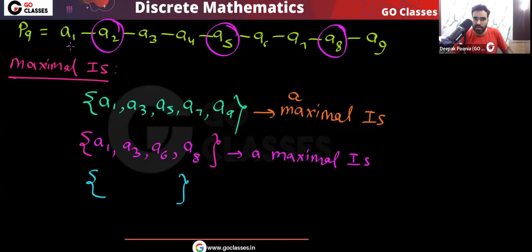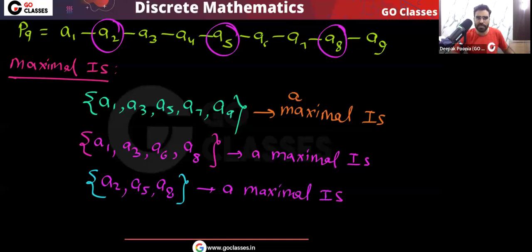So did you notice? If I take these three vertices, this is a maximal independent set, because I cannot add a new item without losing the property of independent set. So very simple, remember, we got A2, A5, A8. This is another maximal independent set we got. And this is the smallest, because can you create a maximal independent set of size 2? Is it possible?